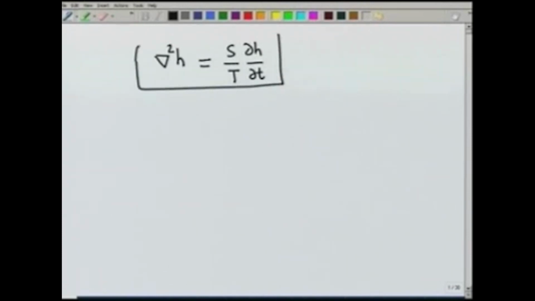So, this equation tells us that the Laplacian of H is equal to the storage coefficient divided by transmissivity times the time derivative of H. This term represents the change in water volume inside the aquifer, and this term, with multiplication by T, represents the net inflow into the aquifer from all sides.